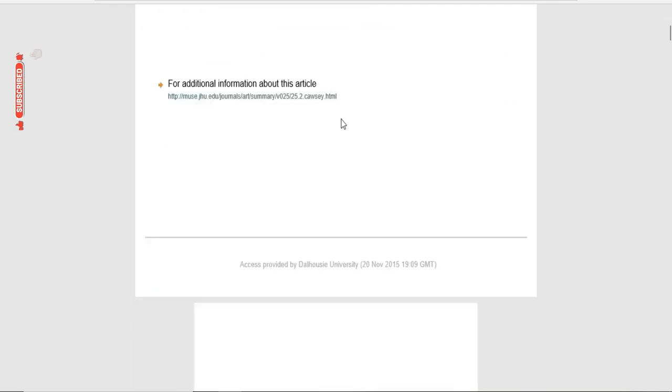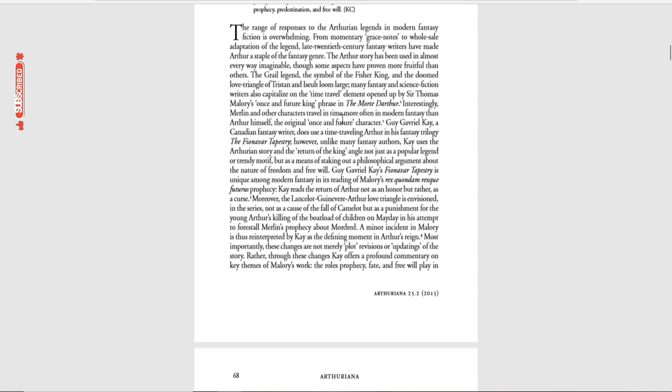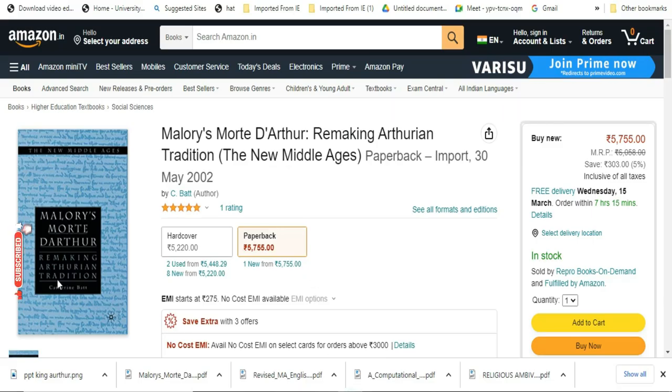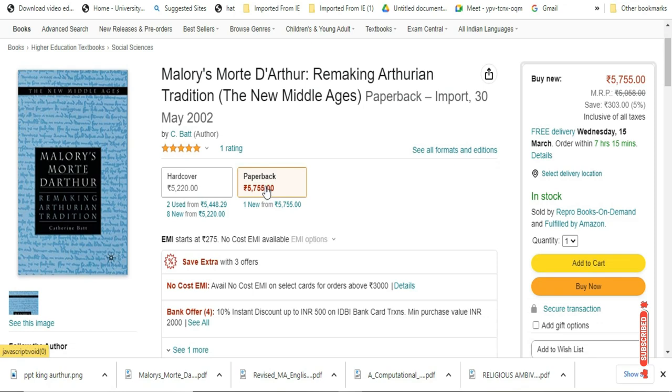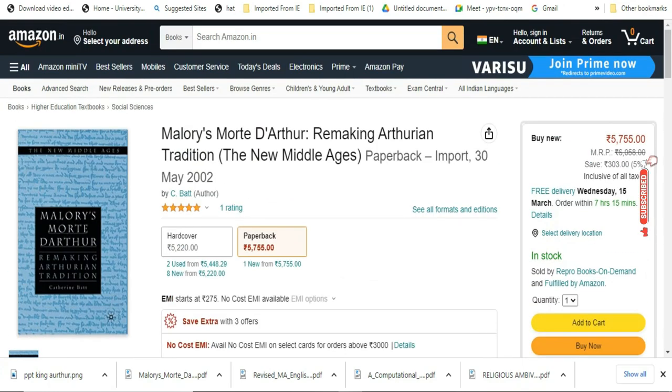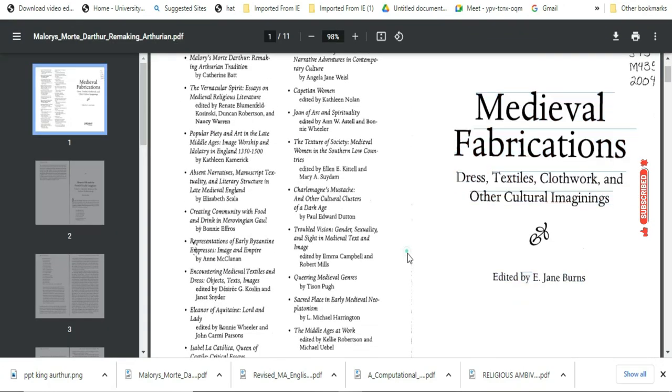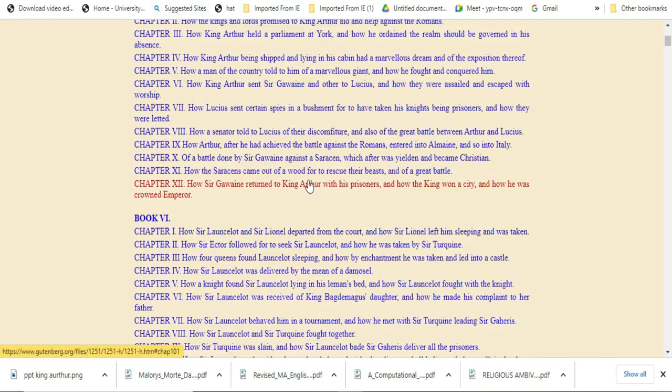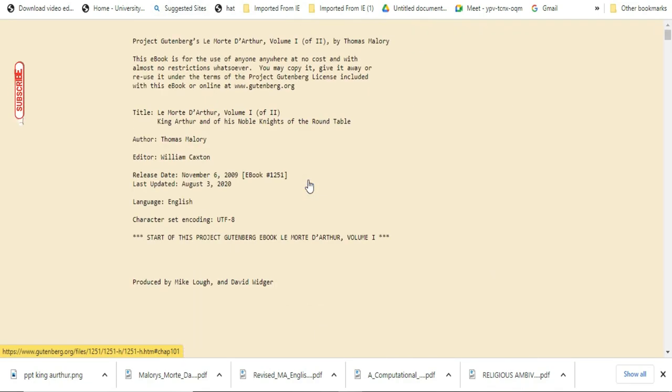Actually, this is a simple introduction I'm trying to give you. And if you come here, this is a book actually: Malory's Morte d'Arthur, Remaking Arthurian Tradition, New Middle Ages. See the text, the paperback is also 5,755, so it is too costly. And apart from this, these are the links which I was sharing with you. These are the links which I got, and this is the same book I was sharing with you, right?